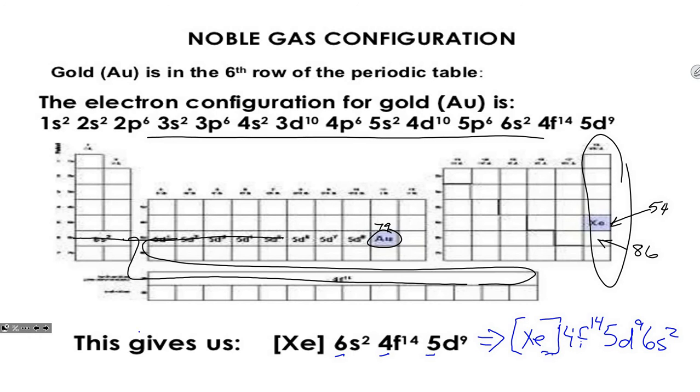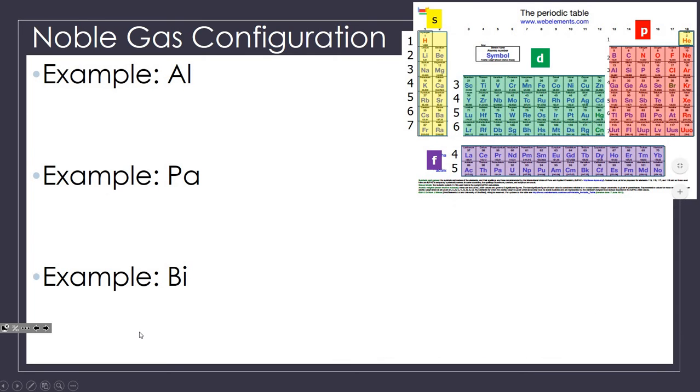Okay, so let's try it. This is not hard. So find aluminum. Okay, got it? What's the noble gas closest to without going over aluminum? Neon. Okay, so we put neon in brackets.